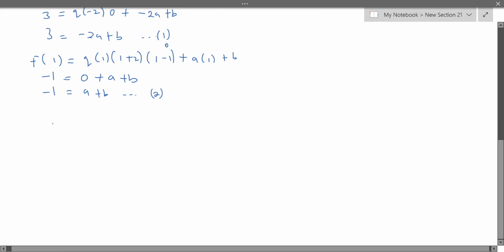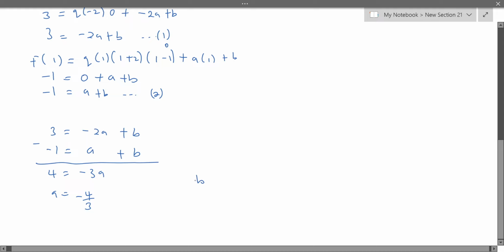So let's put equation 1 and 2 together. We have 3 equals minus 2a plus b. We also have minus 1 is equal to a plus b. If you subtract both sides to eliminate b, you get 4 is equal to minus 3a. So a is equal to minus 4 over 3. So what is b?